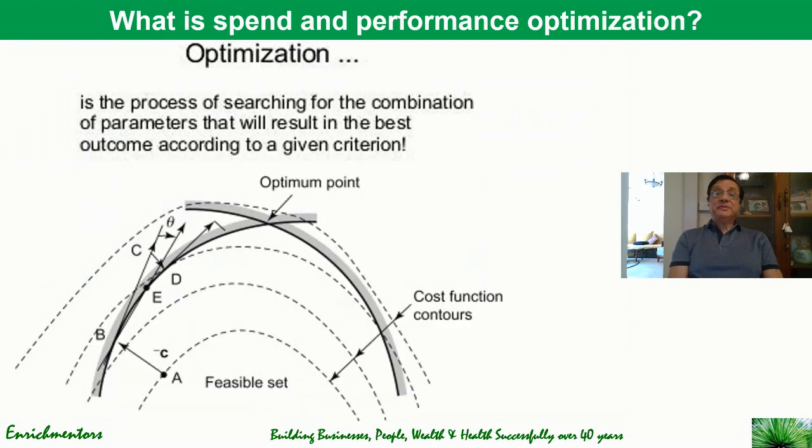Optimization is a process of searching for the combination of parameters that will result in the best outcome according to a given criteria. If you see here, there is a variety of possible outputs, a combination of two parameters, one on the x-axis and another on the y-axis, and then you have a feasible set of possible objectives. Then there are cost contours and the results, and you see an optimal point illustrated to you, which gives you the best possible results at least possible cost. So that's what is called optimization.